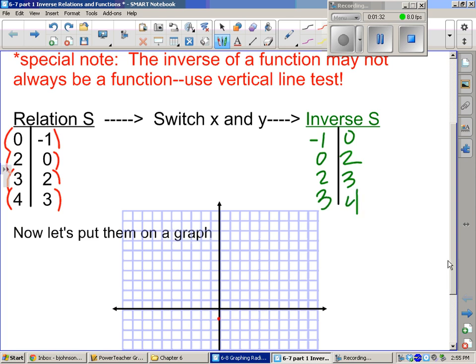Okay, now let's put them on a graph. So let's start with relation S. So 0, -1, 2, 0, 3, 2, and 4, 3. Then we're going to switch them, and we're going to put these as little X's so we can tell them apart with our pencil. So -1, 0, 0, 2, 2, 3, and 3, 4. Good. All right. So that's all you do to graph them.